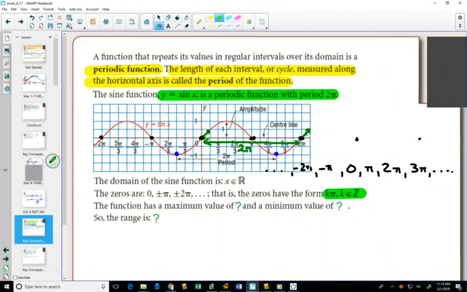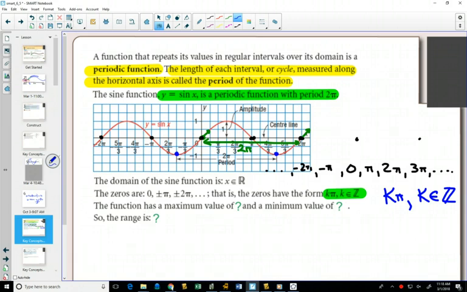Can you see that this is including all of the whole numbers and negative whole numbers, or all integer multiples of pi? 1 pi, 2 pi, 3 pi, 4 pi, negative 1 pi, negative 2 pi, negative 3 pi, negative 4 pi. So we can show that as any number times pi, and then explain that that number in front is an integer. And that's the way that you can write all of the x-intercepts in one statement.